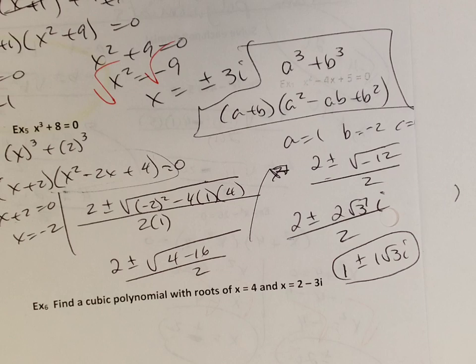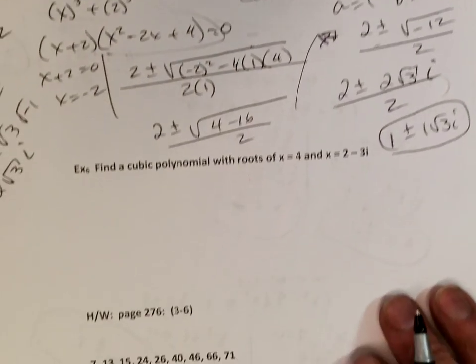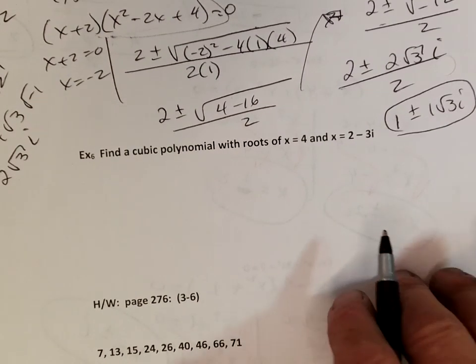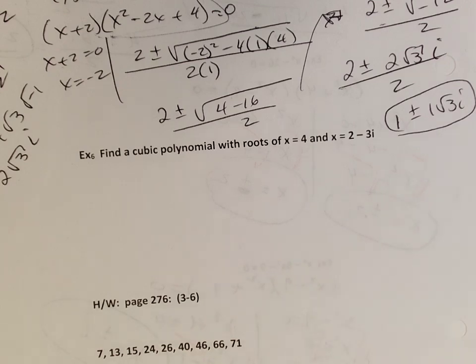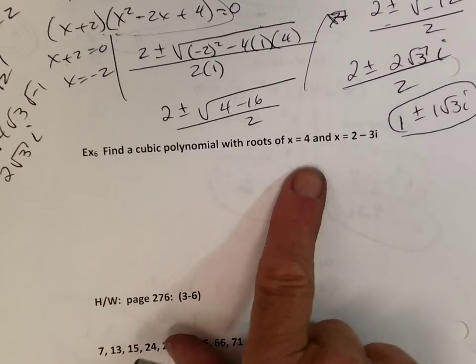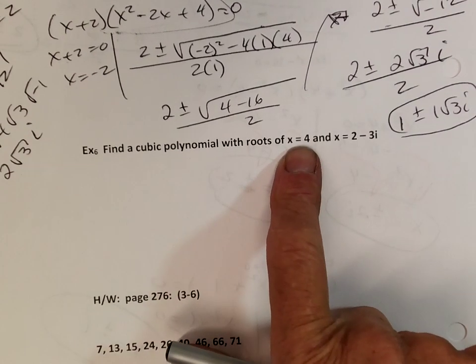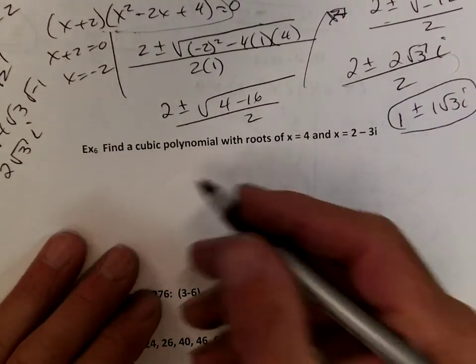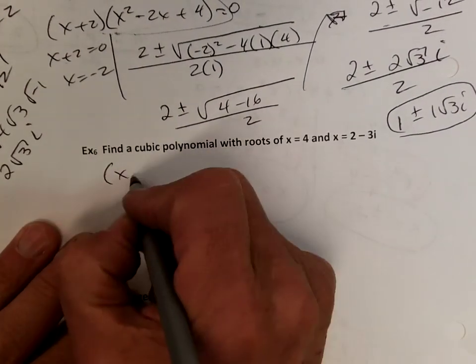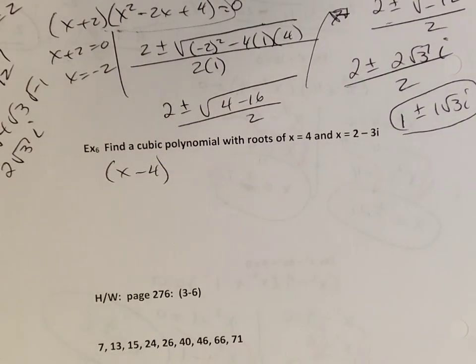Thumbs up? Now, example 6. I don't know if you ever watched Jeopardy. Anybody ever watch Jeopardy? If you watch Jeopardy, they'll say the answer is... And the hard part, what makes Jeopardy so great for smart people, is they want you to find the question from the answer. Well, this one's pretty easy. If the answer is x equals 4, then that had to have come from an x minus 4 mini equation, right?